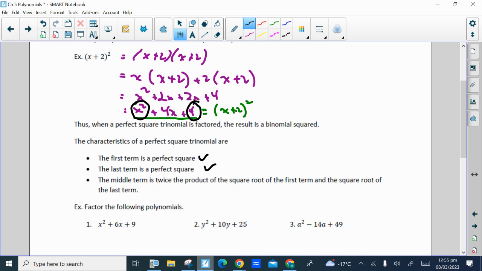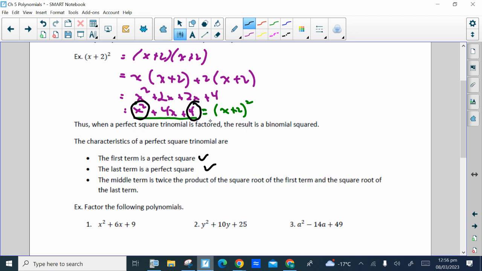But the other part is the middle term must be twice the product of the square root of the first term and the square root of the last term. You see the square root of x squared is x, the square root of 4 is 2. Those are the square roots. The middle term must be twice the product of those square roots. So again, x times 2 is 2x, and when you double it for twice the product, that gives you your 4x. Once you recognize that a trinomial is a perfect square trinomial, it makes it really easy to factor.